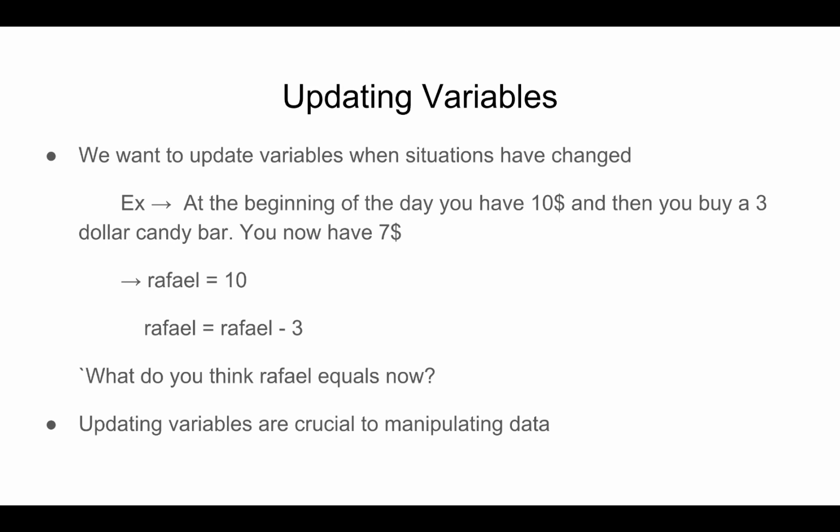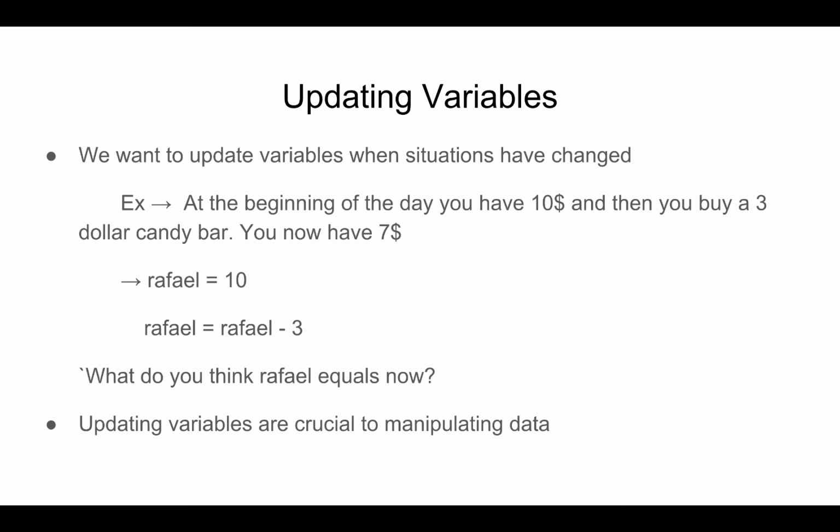So we could say Raphael equals 10. Now, to replicate the transaction of me buying a candy bar that cost $3, we can say Raphael equals Raphael minus 3. So what do you think the value of Raphael is at this moment after the operation Raphael equals Raphael minus 3?